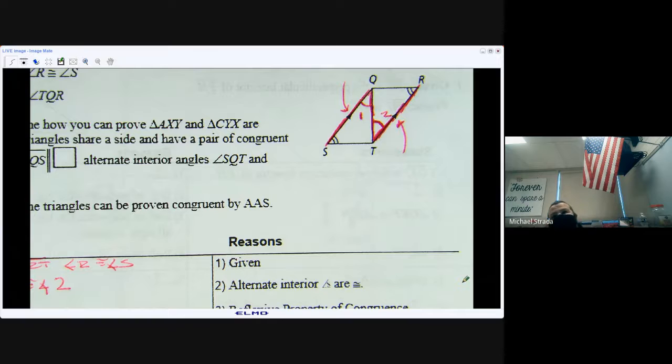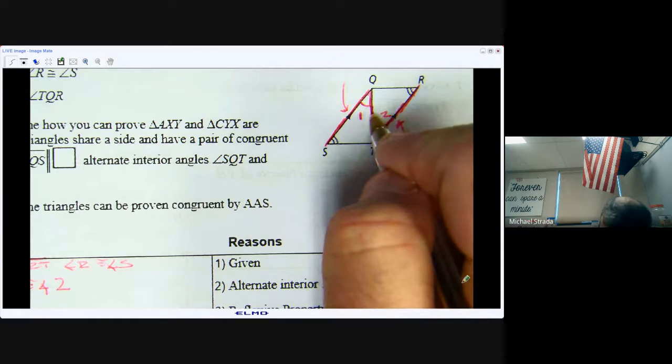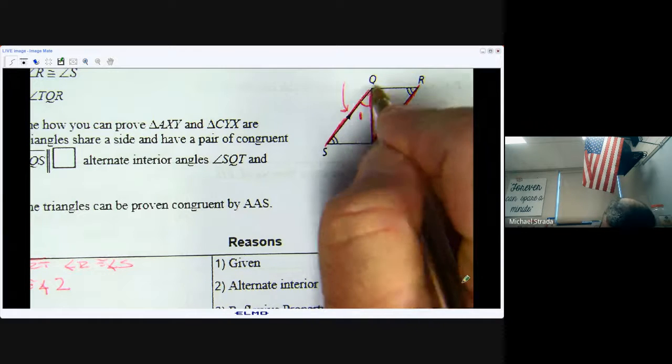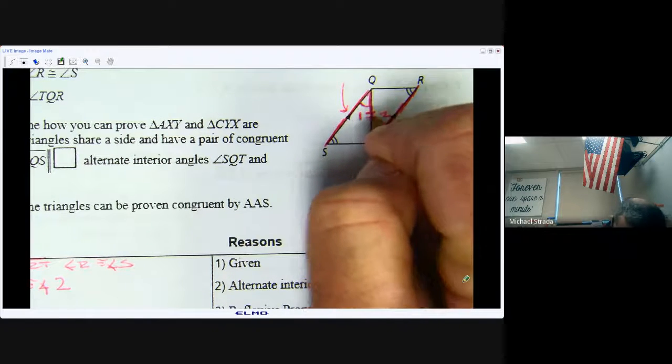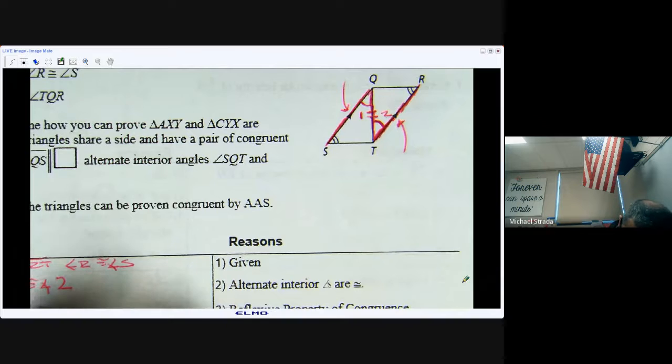All right. What do they have smack dab in the middle? Line segment. It's QT, a shared side. So that's going to be congruent by what? Reflexive property. So QT congruent to QT.